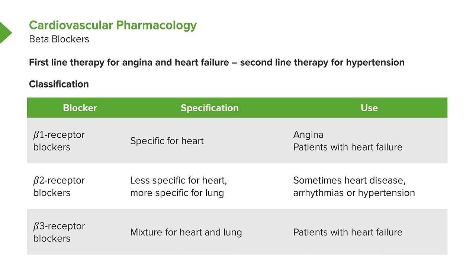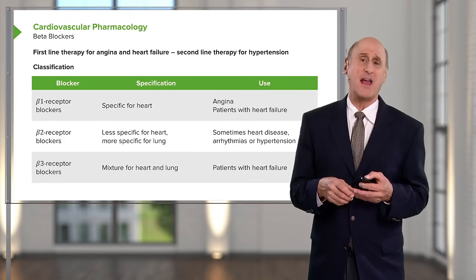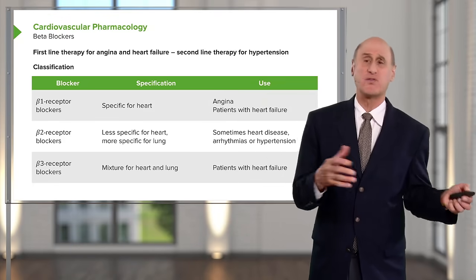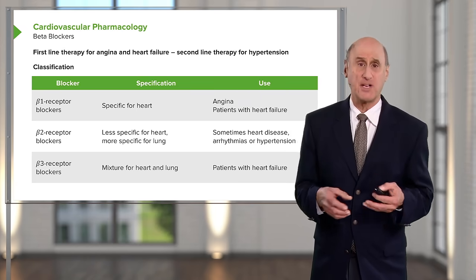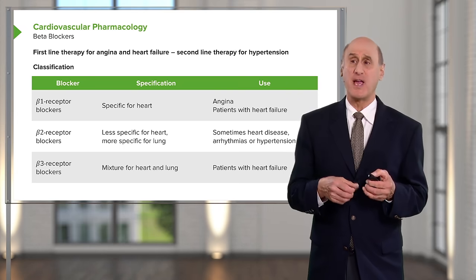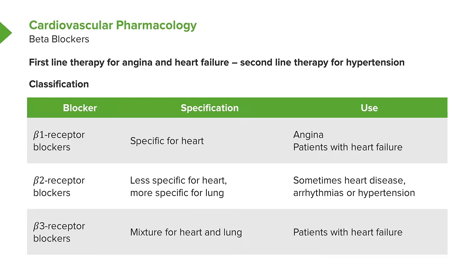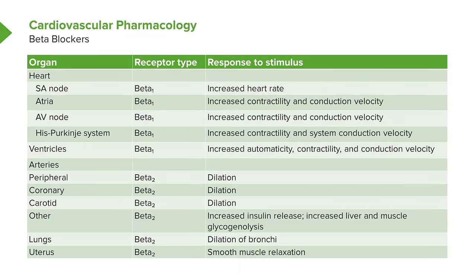The first group, beta-1 receptor blockers, are used for angina and particularly also for patients with heart failure, again, where you're trying to assist the heart a little bit by not making such high demands on it. The beta-2 receptor blockers are used in a variety of ways, also sometimes for heart disease, sometimes for arrhythmias, and sometimes for hypertension. And the beta-3 group, the most recent ones, are used for heart failure patients. Again, they decrease the contractility of the heart, they decrease the blood pressure, they decrease the work of the heart so that a damaged heart can heal a little bit. We're going to talk about that some more in a moment.